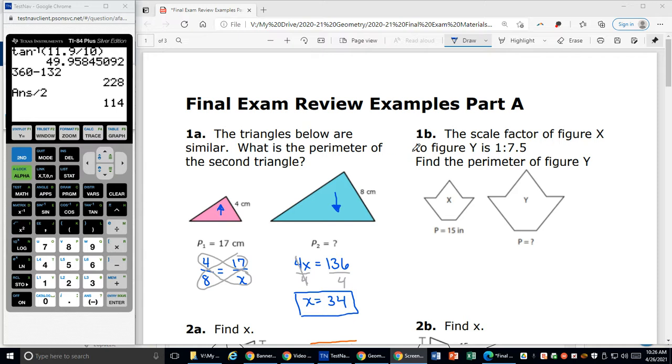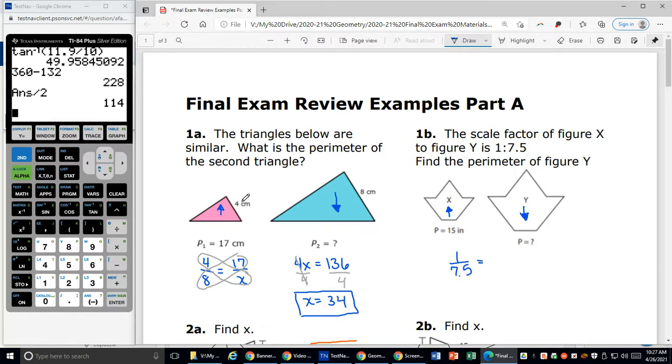Okay, so the scale factor of figure x to y is 1 to 7.5. Find the perimeter of y. When I look here, I can see this one was also finding the perimeter. I've got my up and my down arrows, so I'm going to do the same thing. One of these is up, one of these is down. My scale factor from x to y, so x is up, y is down, that's perfect, is 1 to 7.5.